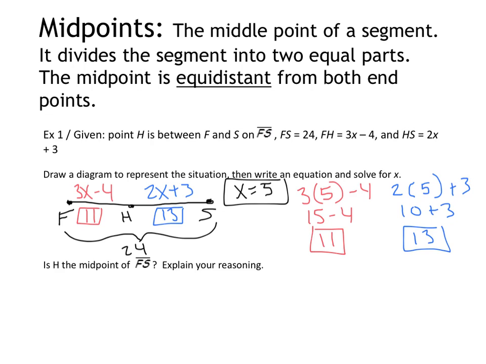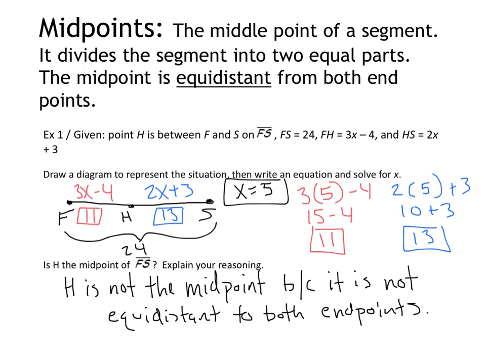Does that make H the midpoint of FS? Well, is H equidistant to F and S? Our answer is no. We can now conclude that H is not the midpoint because it is not equidistant to both endpoints.